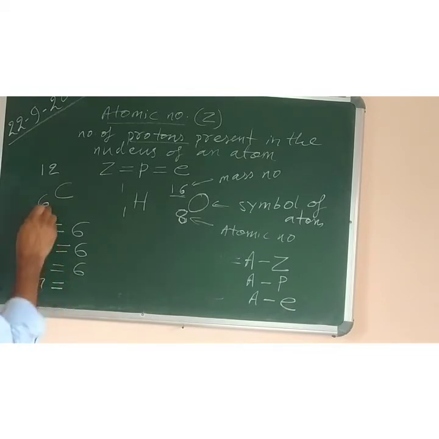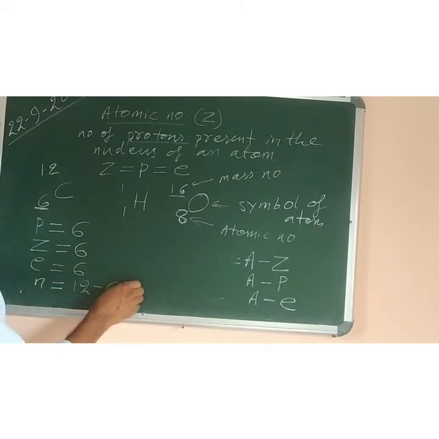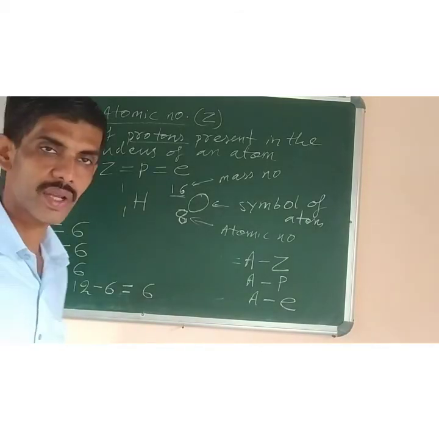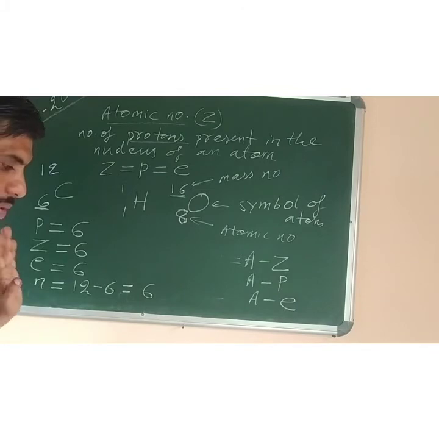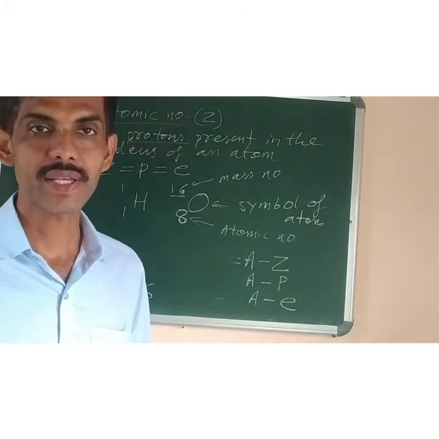Number of neutrons is equal to mass number minus atomic number, that is 12 minus 6. 12 minus 6 is 6 only. Okay, so in this way we can get all. We can get the electrons also, protons also, neutrons also. Now next we have to study is isotopes.